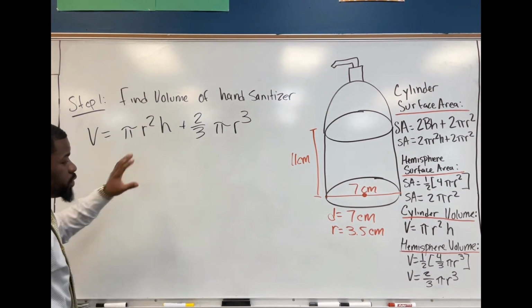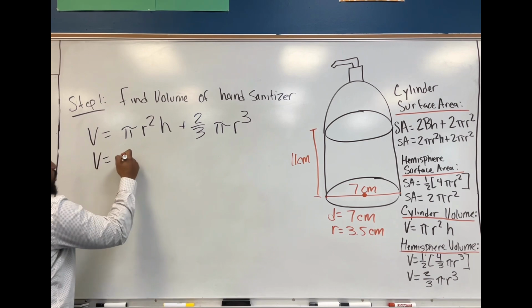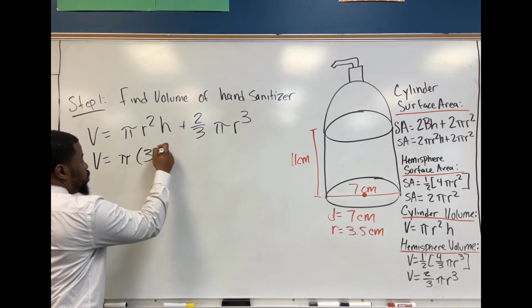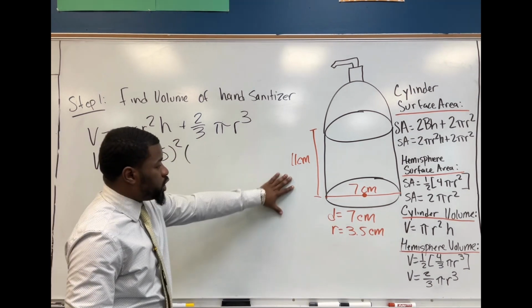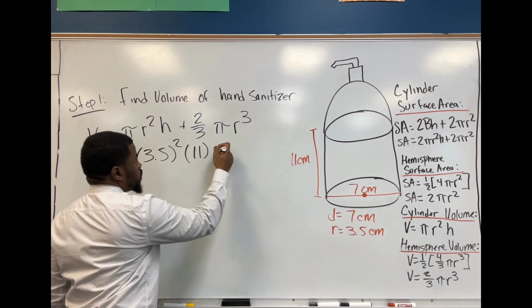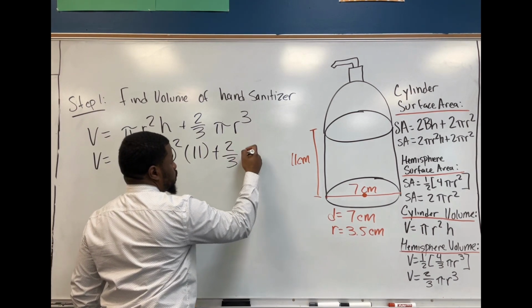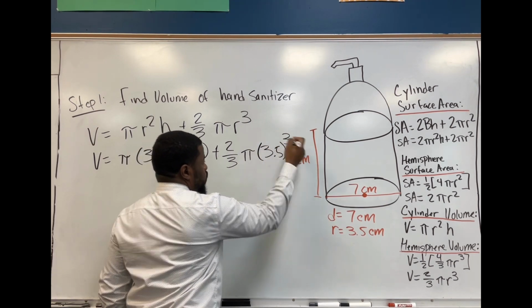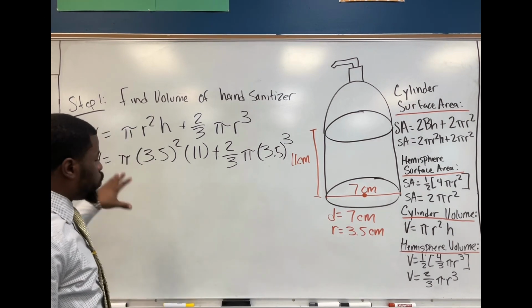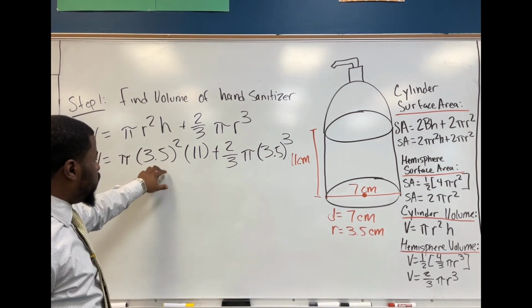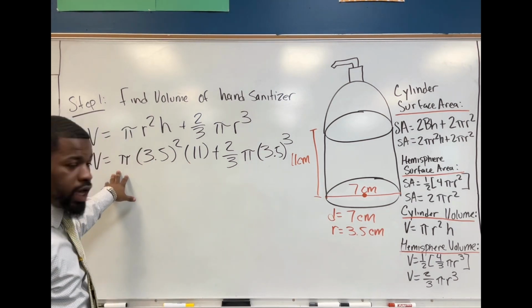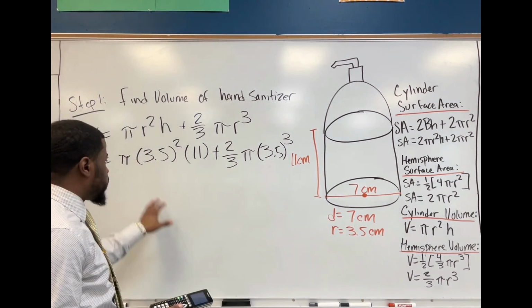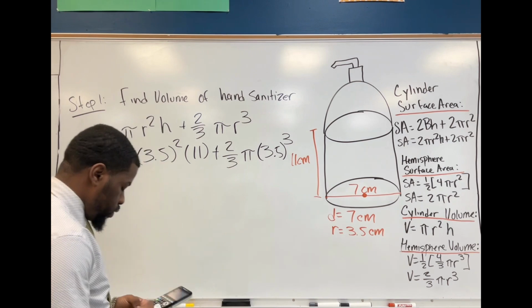All right, so with this found information, I'm just gonna plug in values now. So we have V is equal to pi times, remember our radius is 3.5, so it's gonna be 3.5 squared times our height, which is 11 centimeters, plus 2/3 times pi times 3.5 cubed, okay? With this information, the only thing I'm going to focus on is the radius and the height, and I'm gonna leave pi as is. Okay. And utilize my calculator. In this case, it is important to use a calculator because you have pi and you have square values included.